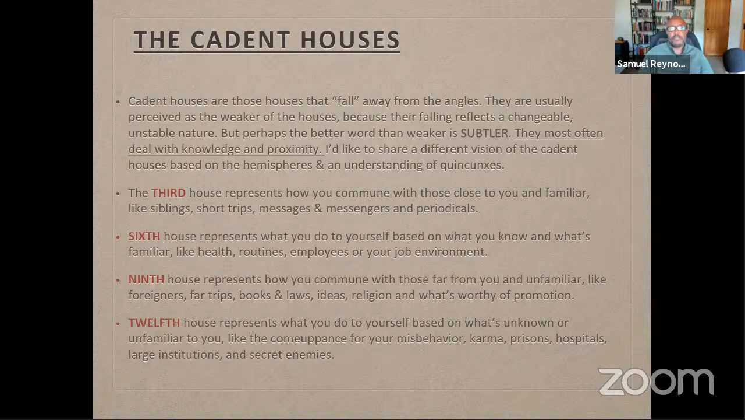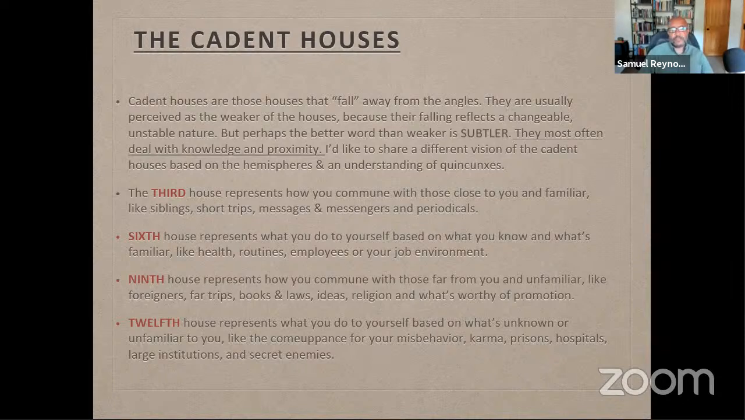Here's the catch. Buffalo is very familiar to me. It's home, right? It's kind of where I grew up. So it's more in the realm of third house than ninth house, because it's a place that I have frequented very frequently. So that's one distinction. It's more about what is familiar than just a qualification of what's far.